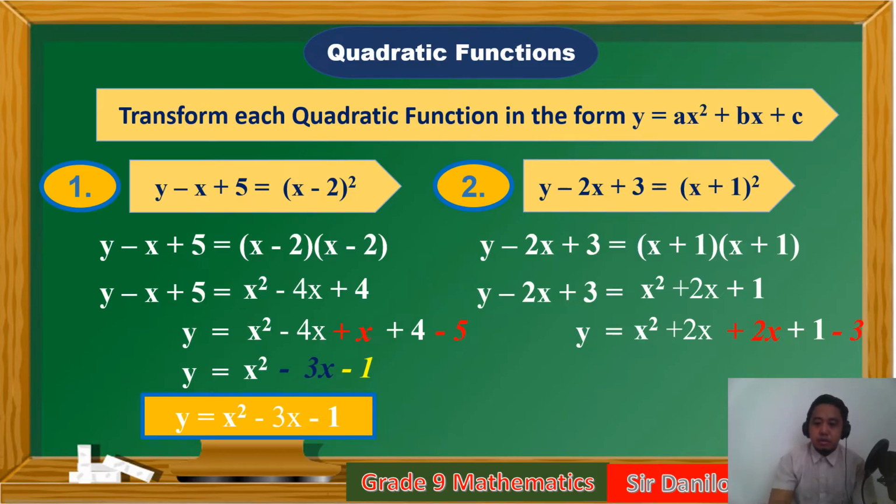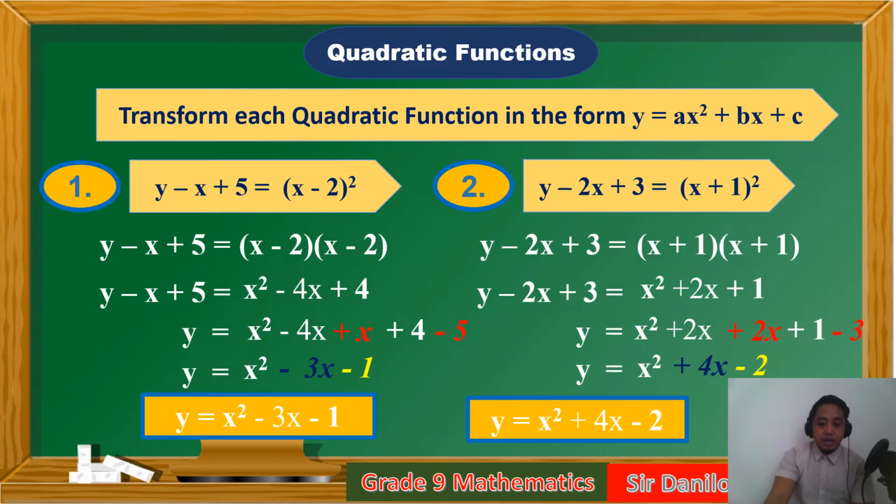Okay. And then combine natin yung similar terms. No? Just combine these two. Combine similar terms. You will have y equals x squared plus 4x. Then 1 minus 3. 1 minus 3 here. We have negative 2. Okay? And then, of course, your quadratic equation in the form y equals ax squared plus bx plus c will be y equals x squared plus 4x minus 2. Easy.